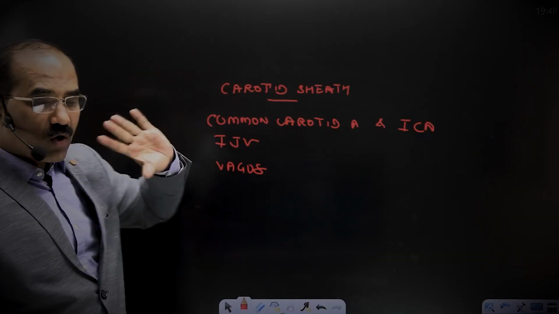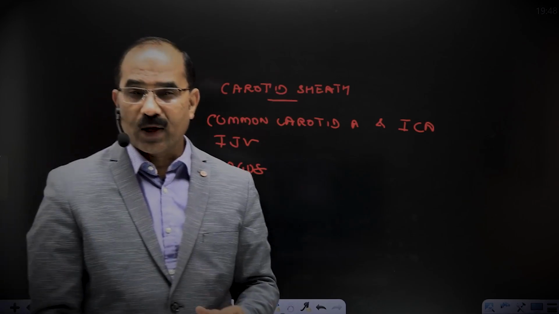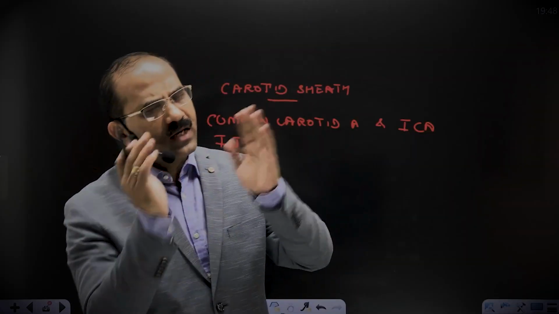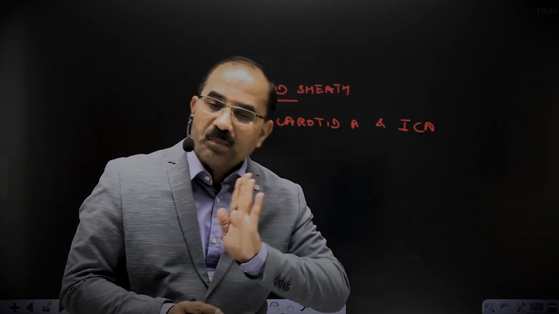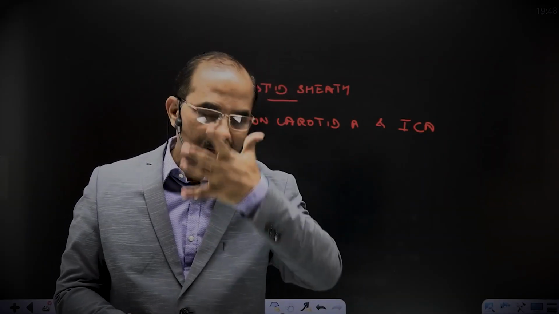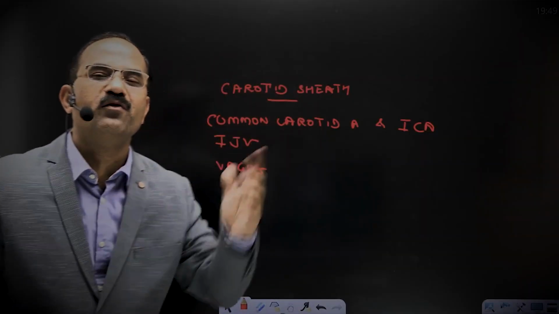So what are the contents of carotid triangle? Number one, very important content is the carotid sheath, which contains the common and the internal carotid artery, the internal jugular vein, the vagus nerve. The external carotid artery pierces the carotid sheath and gets out of it. It supplies the head and neck. It gives branches to supply the head, face, and neck.